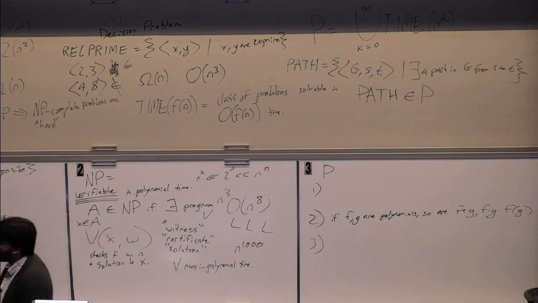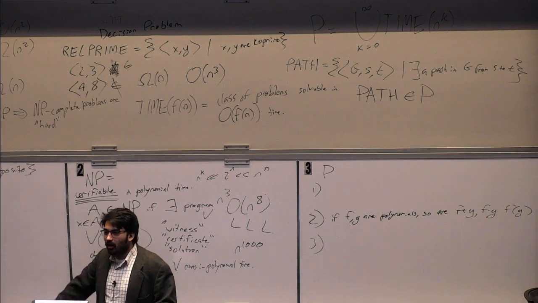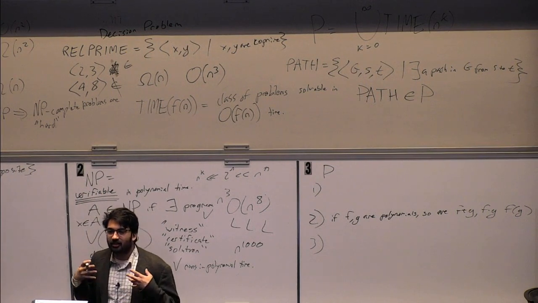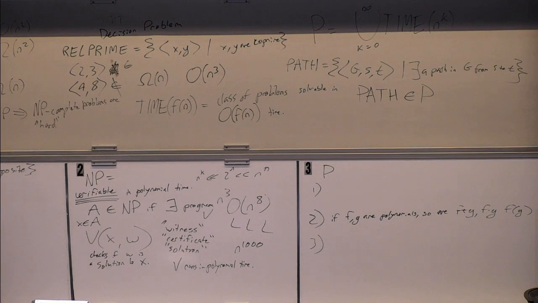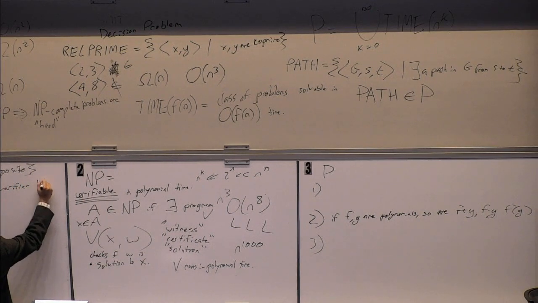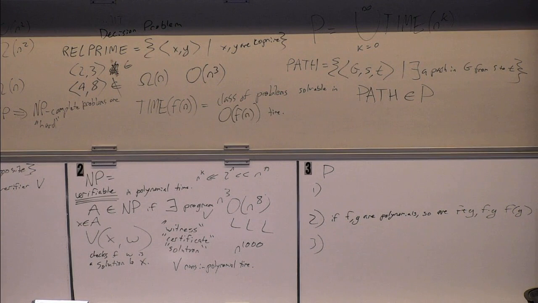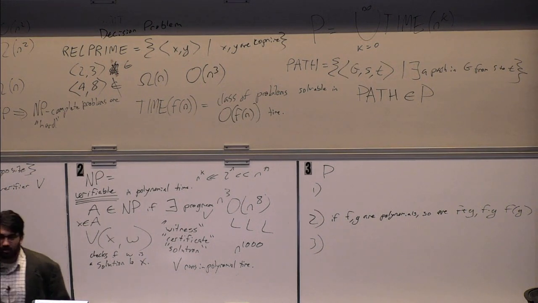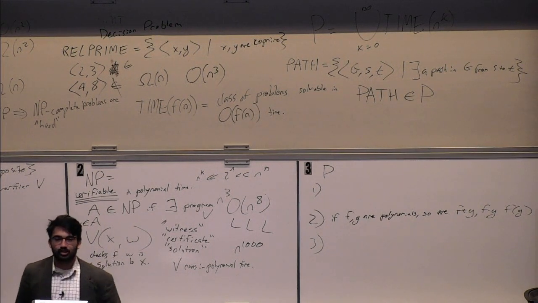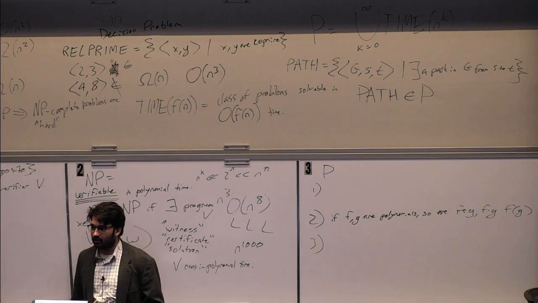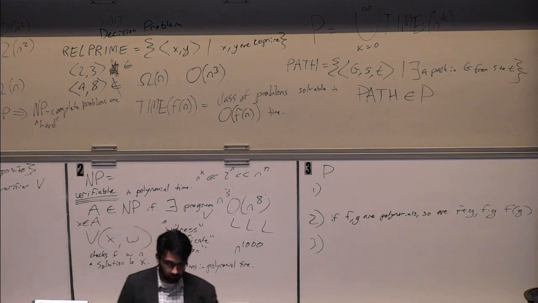Composites is in NP. Why? To prove a problem is in NP, we'll do this in a structured way. You simply have to give a polynomial time verifier. So V is going to take as input a number. And the first decision you have to make is what is the witness going to be? The witness is going to be a solution to the problem, and you're going to check if it's a solution or not.